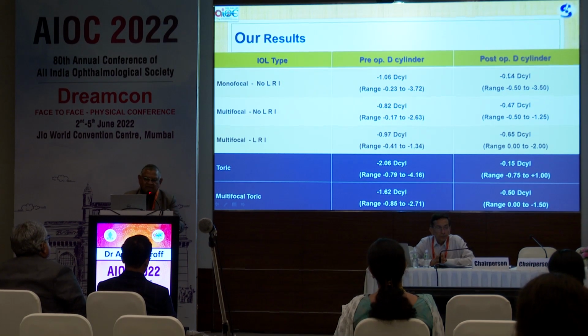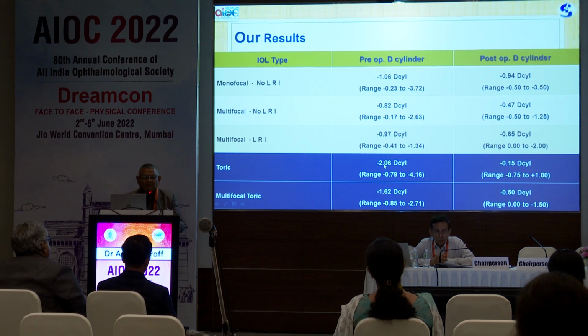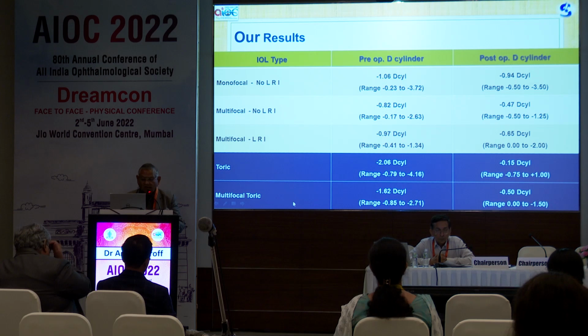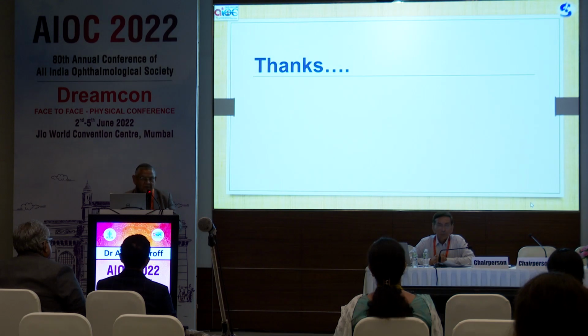In our series now, the most important is the toric lenses. The average was -2 cylinder. It ranged from 0.79 to 4.16. And postoperatively it was -0.15 cylinder. The range was 0.75 to +1. And for multifocal toric, the average was -1.52 cylinder. It ranged from -0.85 to -2.71. And the average landing was -0.5 cylinder. The range was 0 to -1.5 cylinder. Thank you very much.